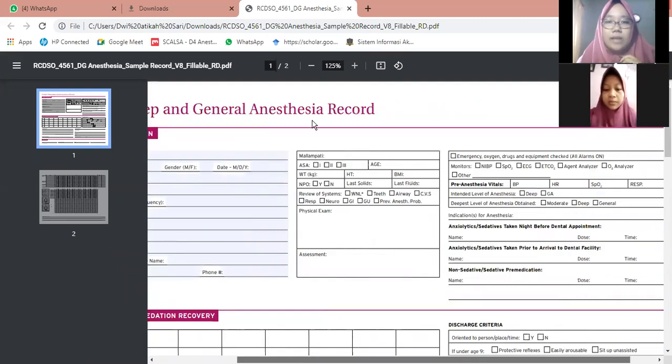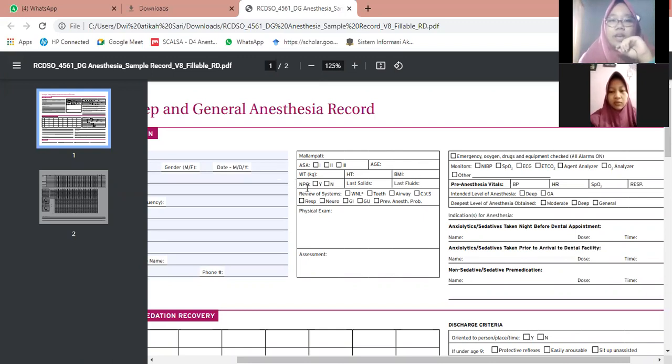And next is Mallampati score. We have to write down the patient's Mallampati score. And next is ASA. ASA 1, 2, or 3. You can check the box if the patient has ASA 1. Next is age. You can write the patient's age here. And next is weight. Patient weight and patient BMI or body mass index.